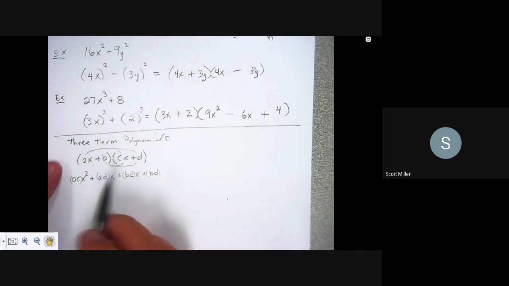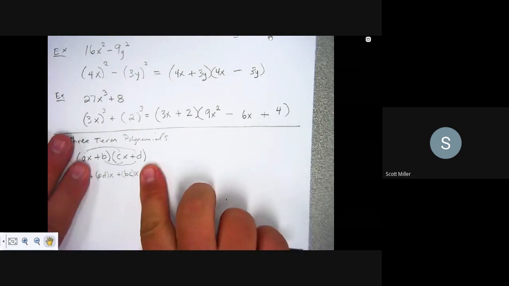These two middle terms can come together. They have something in common, don't they? They have an X, right? So I can combine this.